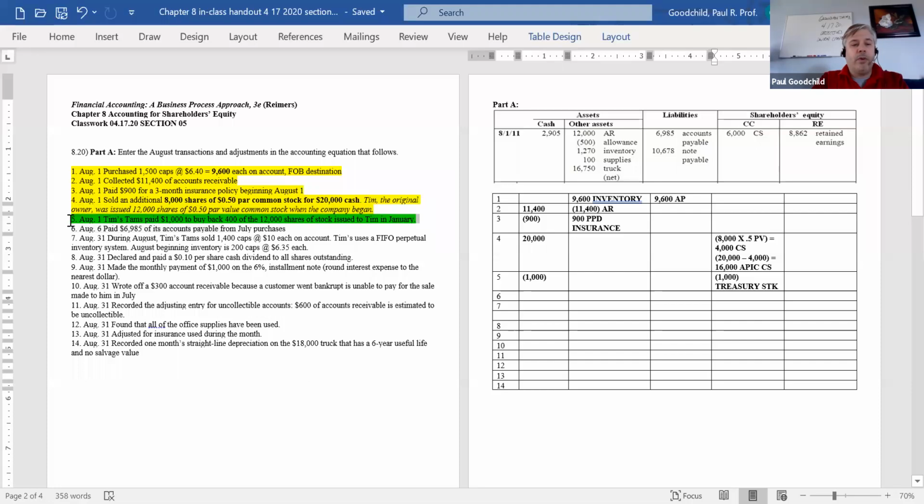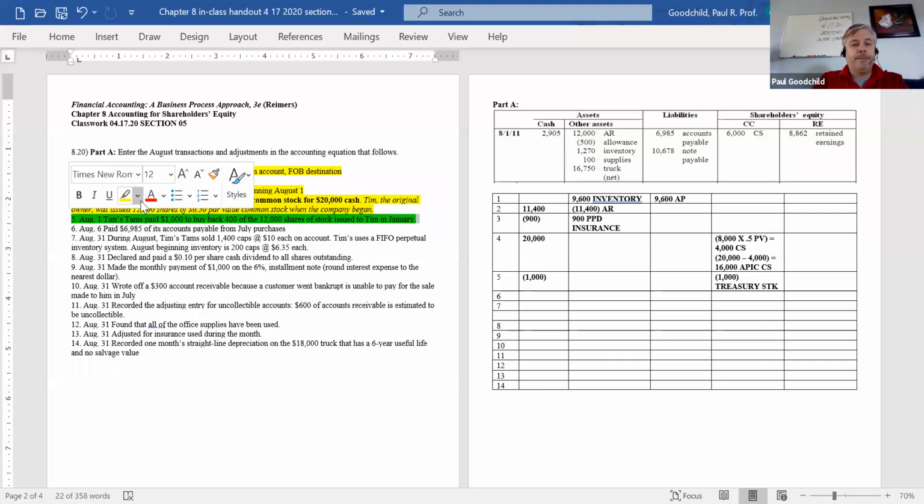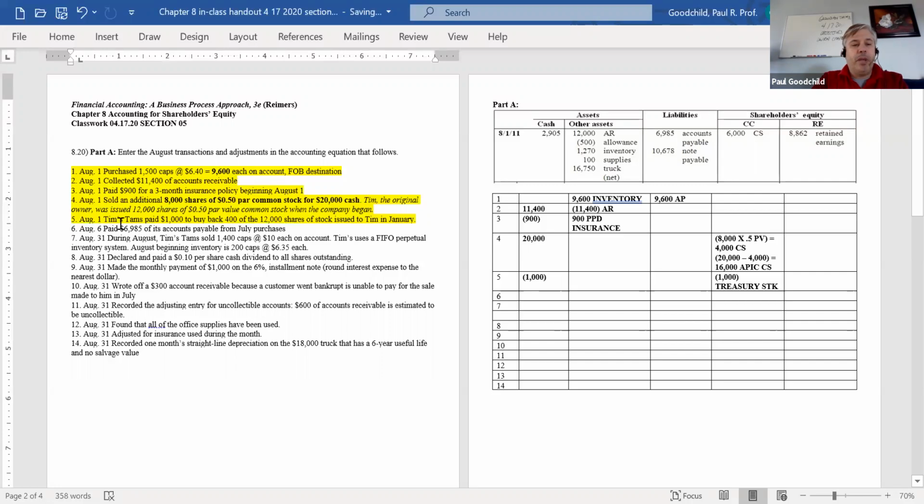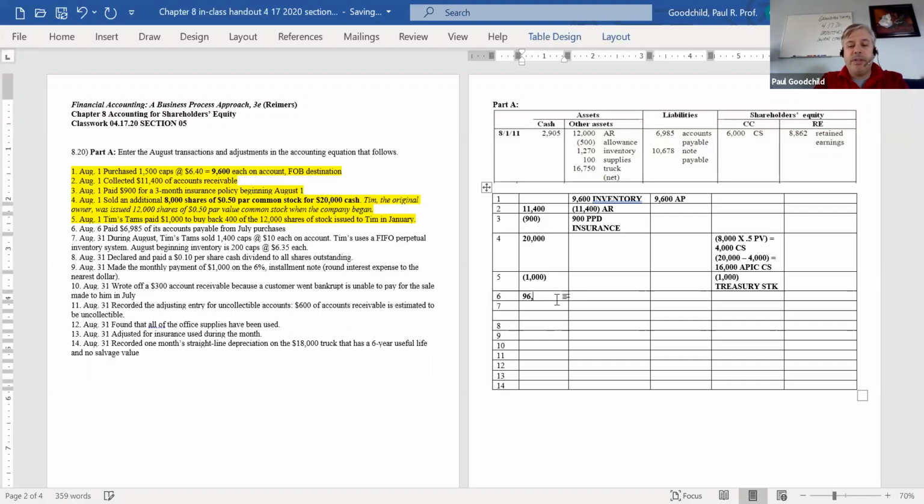So we record that. All right, paid 6,985 of its accounts payable. So we have a decrease in cash of 6,985, and we have a decrease in accounts payable of 6,985. So you can see that wipes out the previous accounts payable amount.